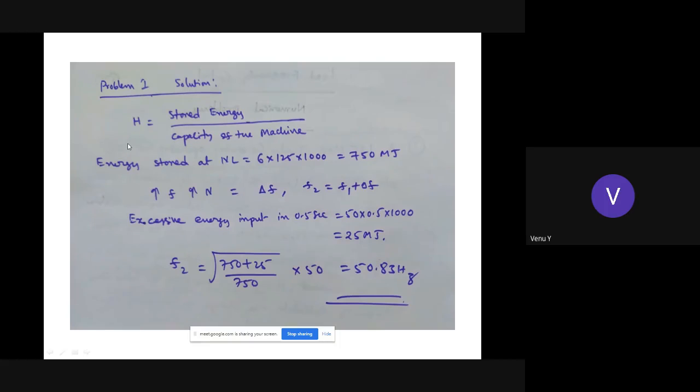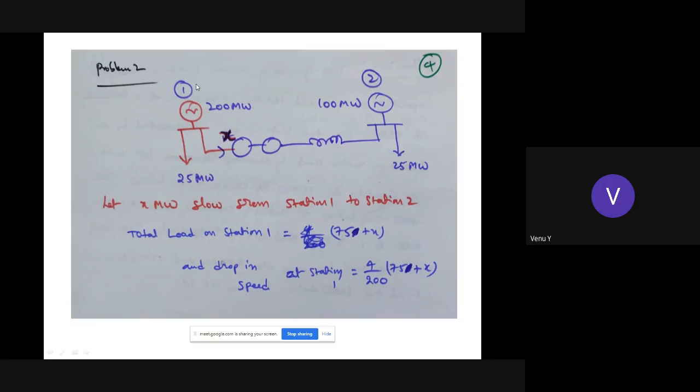So, let us understand problem number 2 once again. Here, station 1 and station 2 are both connected with a transmission line and MG set. The MG set is connected at station 1. In between station 1 and station 2, some transmission line is there. That transmission line offers some reactance x. Therefore, this is one control area. The second control area is station 2 alone.